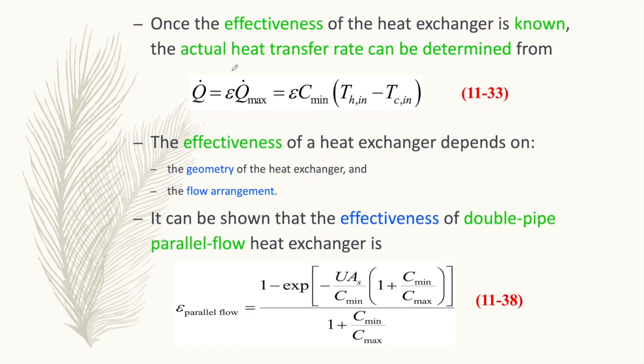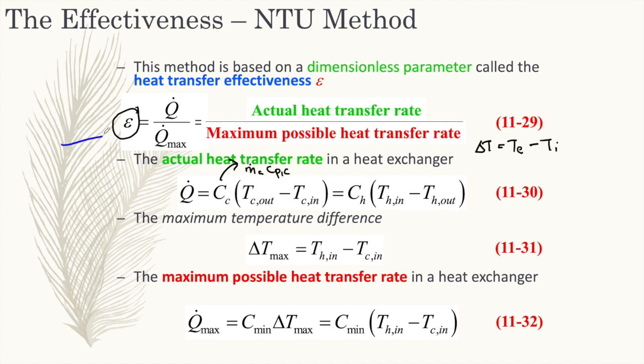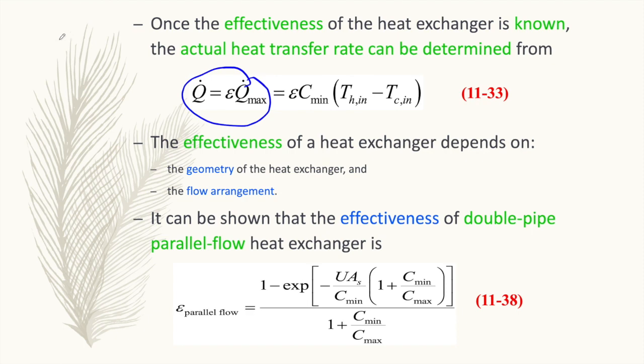Next, once the effectiveness of the heat exchanger is known, the actual heat transfer rate can be determined from Q dot equal to epsilon Q dot maximum. This equation actually comes from the previous equation here. So we have the effectiveness, Q dot over Q dot maximum.